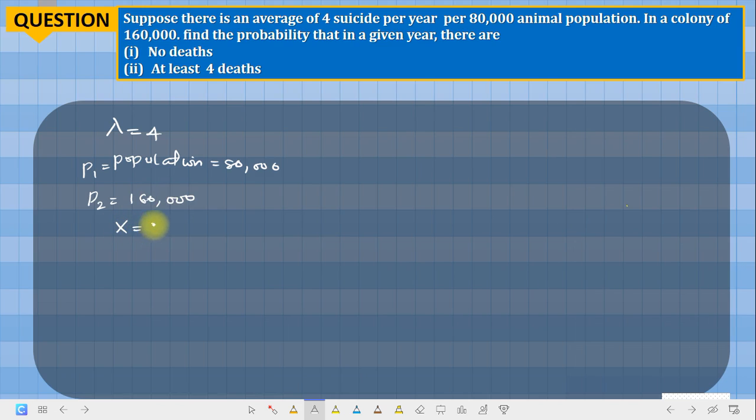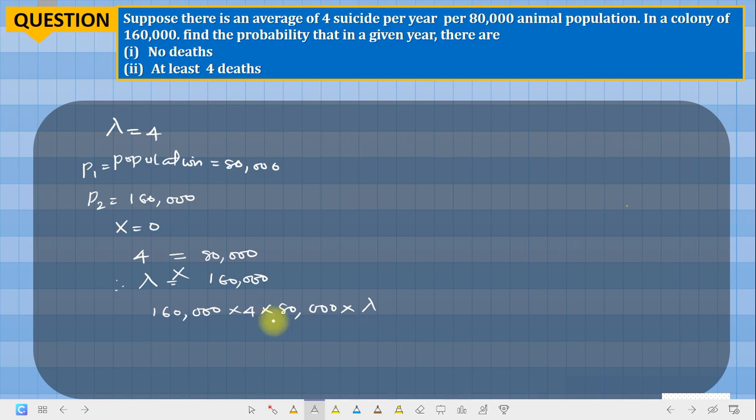It means the random variable we are asked to find, X, here is 0. But they gave you two populations, and the mean for the first one was 4. So we need to find the mean for the second one. The mean for the second one can be gotten using normal ratio. If the mean, which is 4, is for 80,000 population, then the mean for 160,000 will be equal to what? We can cross multiply: 160,000 times 4 equals 80,000 times lambda.